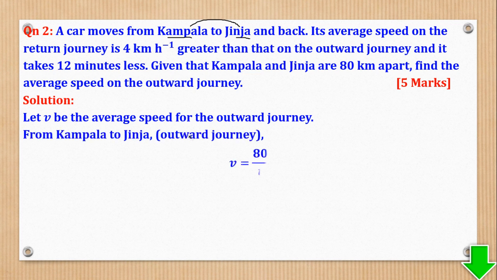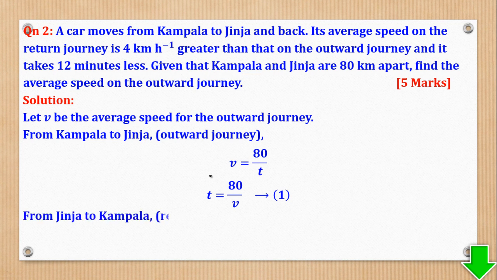So for the outward journey, we have average velocity, which is equal to total distance over total time taken. Let t be the total time taken for the outward journey. I make t the subject because the question wants you to find average velocity, so I can't leave it. That's why I have to make t the subject so that I can easily eliminate it by substitution. So that gives us equation 1.